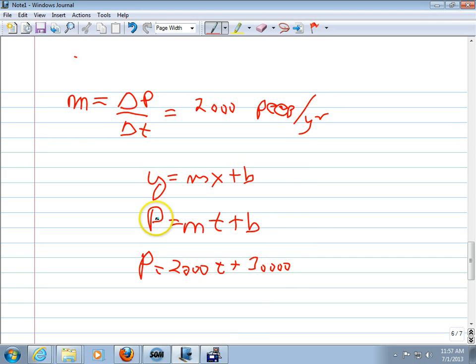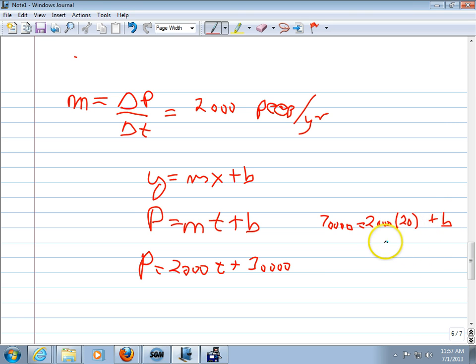Now, could you have figured that out? Yeah. You could have picked a p-value. Let me pick a p-value. 70,000. I'll plug it in. And put in your m value, which was what? 2,000. And when we had 70,000 people, it was how many years? It was 20. So I'm going to plug in t, and that's enough to figure out b, because b is all that's left. I can figure this out algebraically.